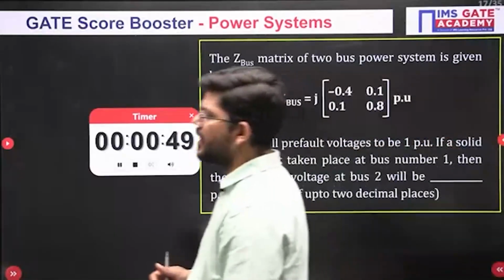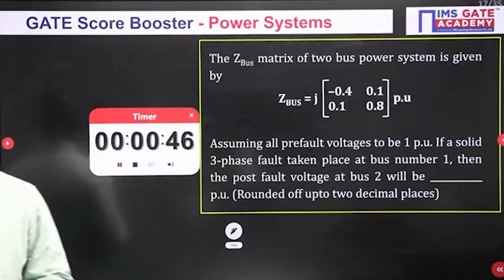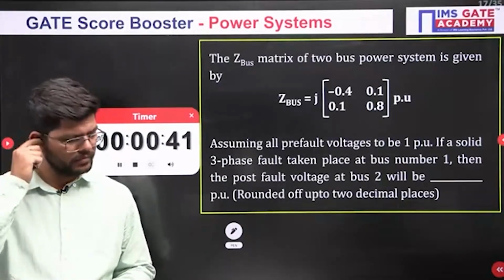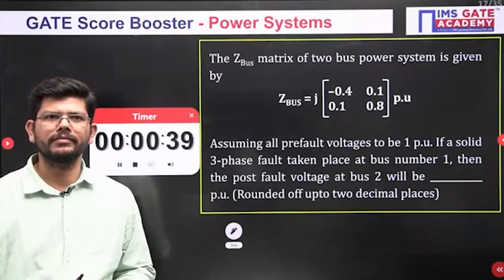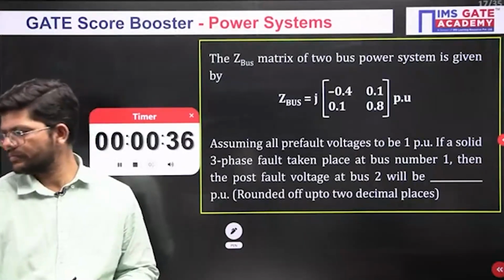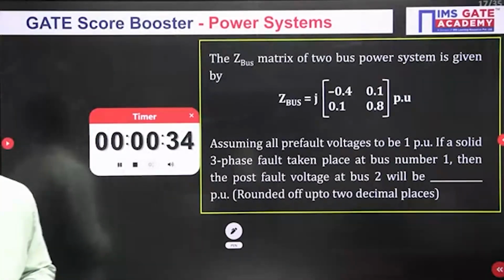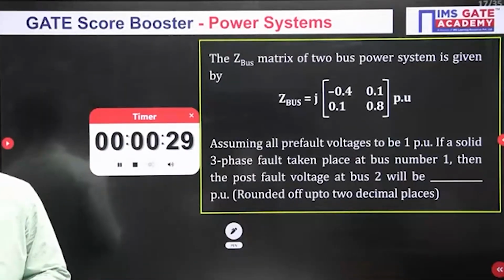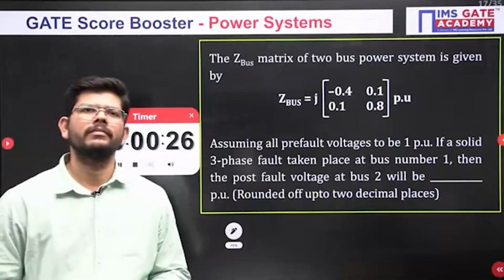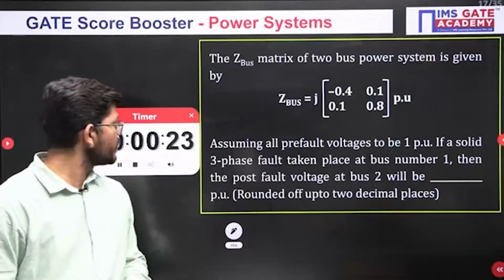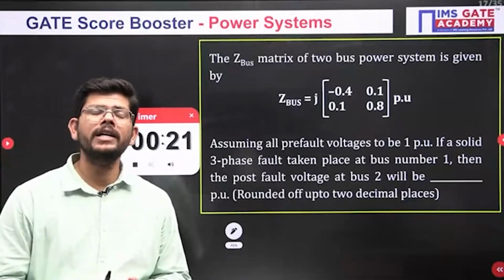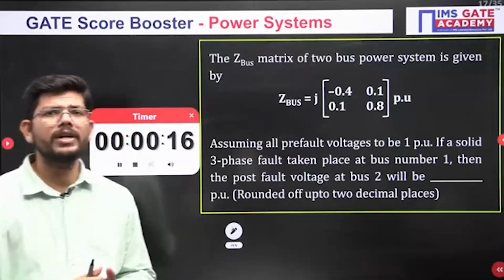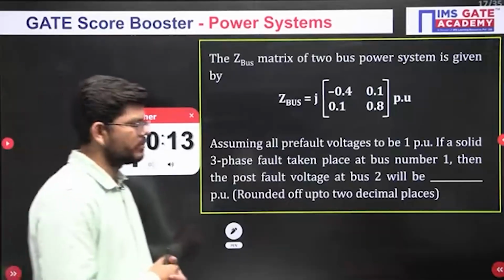Come on guys, this is very easy. I know that you people can manage this question. Last 20 seconds, you have to find the post fault voltage of bus 2. And the fault is happening at bus number 1.